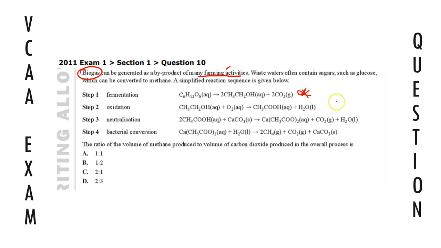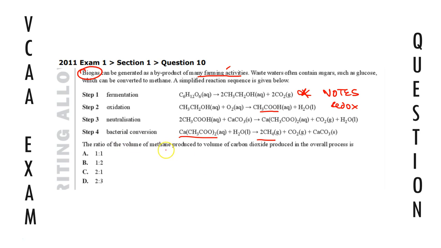You should make note of the fermentation process in your notes, okay? You do need to be able to write the equation for the fermentation of glucose. After fermentation, it is oxidized into, you'll notice, ethanoic acid here. So this is a redox reaction. The acid is then neutralized with the weak base, and we come through to the bacterial conversion into methane here for the production of biogas.